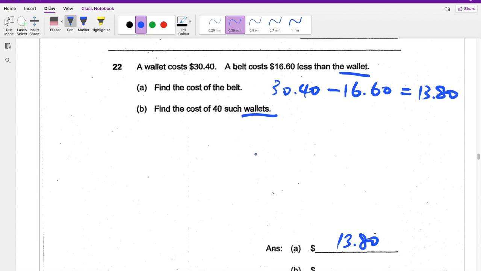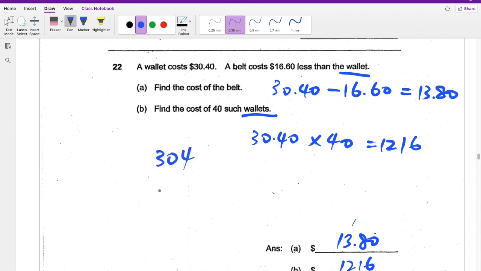The wallet is 30.40, times 40. So this one is 1216. It's just calculation, so we can calculate here. 30.40 times 40 is like 304 times 4, because initially there is a decimal point, and we multiplied by 10 for the 40, which is 4 times 10. So it becomes 304. Then 4 times 4 is 16, and 3 times 4 is 12. This is the answer.